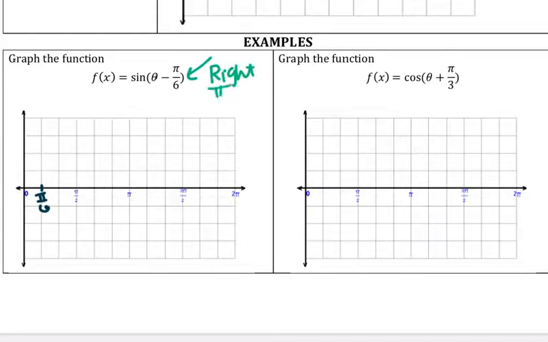pi over 6 units. So since sine theta usually starts at the origin, all of my points are going to be shifted right. Just basically one box, because each of these boxes is worth pi over 6. Okay? So I'm going to now start my sine function here. The middle will now be, instead of at pi, it'll be here. And the last ending of our cycle is going to be off the graph because it shifts to the right.